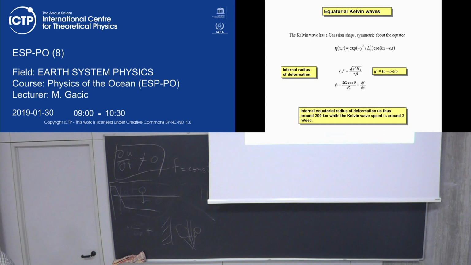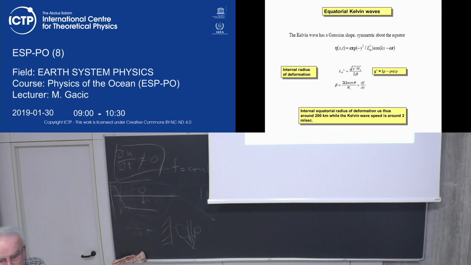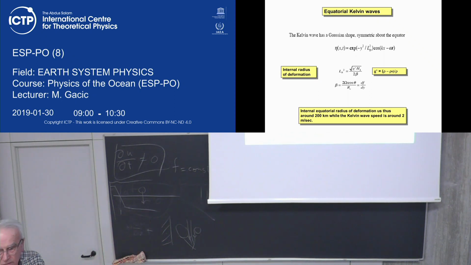This is the mechanism which generates the equatorial Kelvin waves. They have a Gaussian-type shape, symmetric about the equator, and this is the solution. This is the sea surface, which is a function of x and time. In the y direction, the north-south direction, it is an exponential function of this, decaying both northward and southward exponentially, and here again the time-dependent part is cosine.